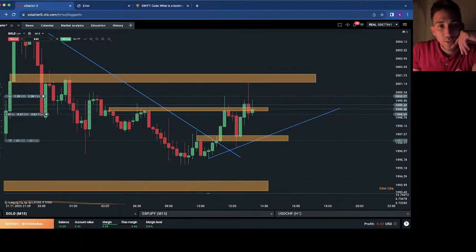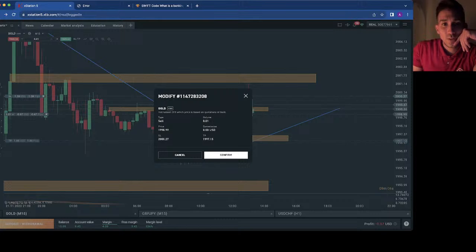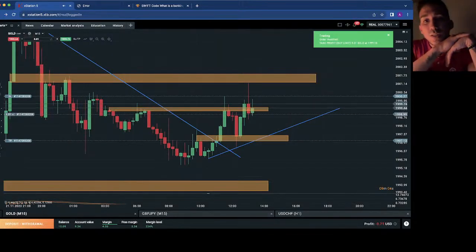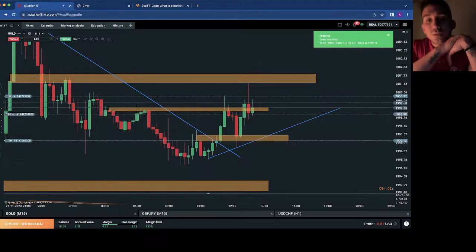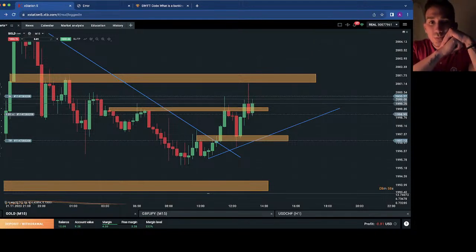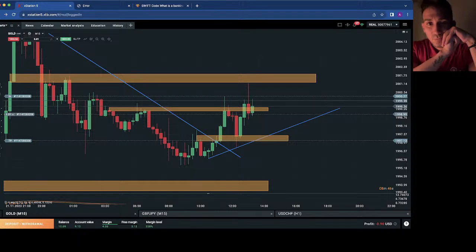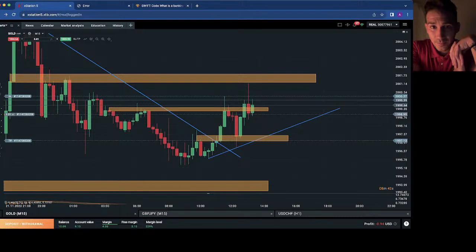I don't want to be greedy. There's a great chance that it might turn on this trend line that I have marked here as well. And we're also approaching the London session. I don't want anything tricky to happen there because there's a lot of volatility as well.